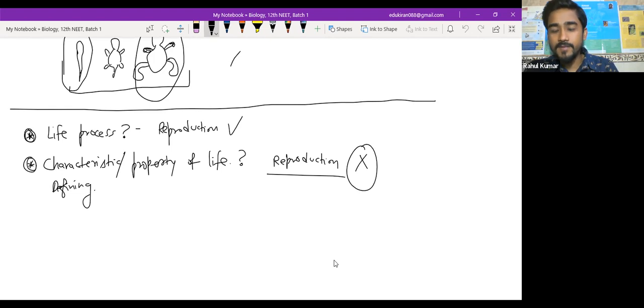Respiration. Respiration. Perfect. Good. So you understood, right? Someone used the word consciousness here, right? Who used the word consciousness?